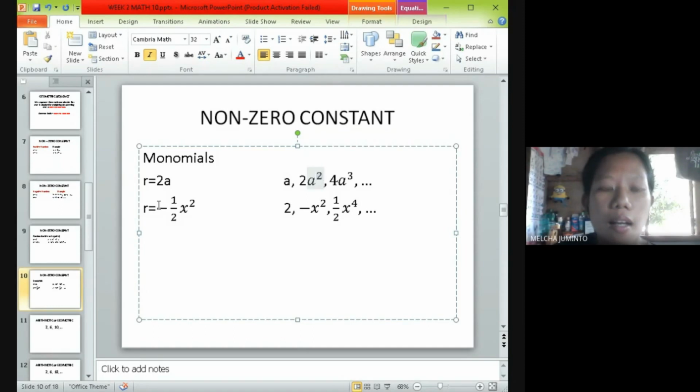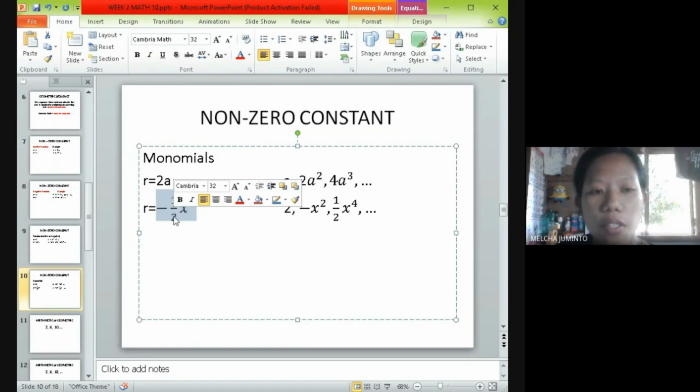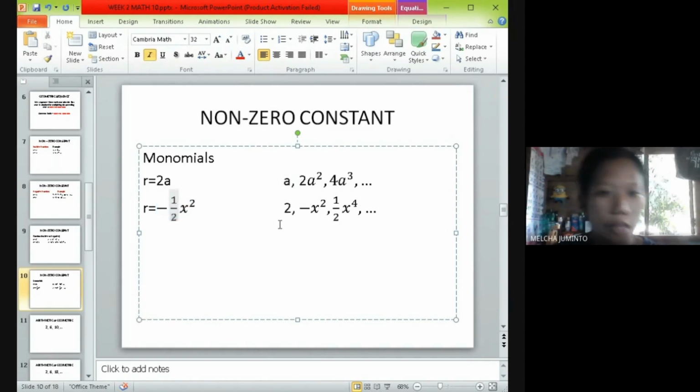It can be a negative term containing a fractional coefficient. Say for example, negative 1/2 x squared. For example, the sequence has 2 as the first term. 2 times negative 1/2 x squared is negative x squared. Negative x squared times negative 1/2 x squared equals positive 1/2 x to the 4th power, and so on. So those are the 4 cases of non-zero constant for the value of the common ratio. I will repeat, there are 4 cases.